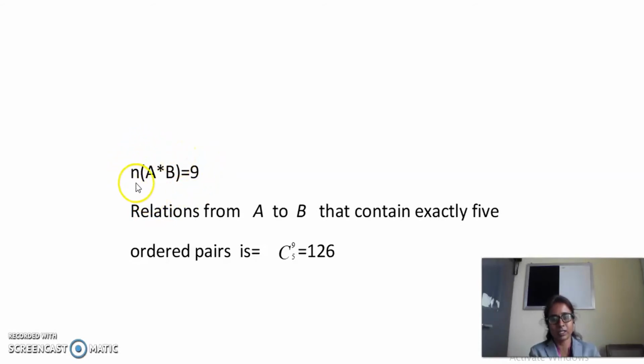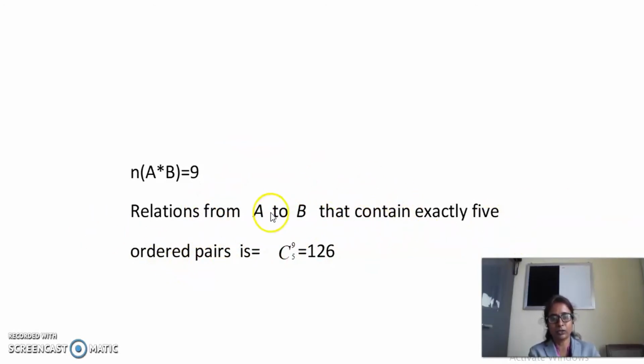A relation is always a subset of A cross B. So how many relations are defined from A to B? 2 raised to 9, a basic definition. If A is a set with n elements, then the number of subsets of set A is 2 raised to n. So R, a relation from A to B, is a subset of A cross B. Hence we'll have 2 raised to 9 subsets. Or I can say there are 2 raised to 9 ordered pairs from A to B.